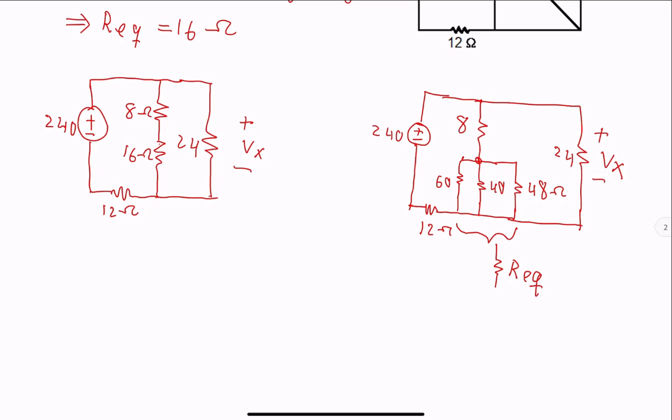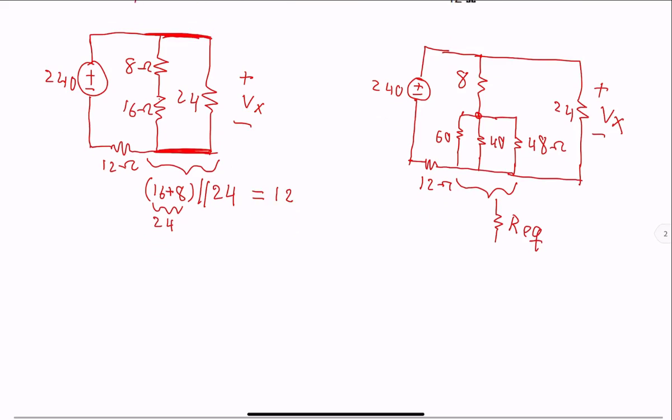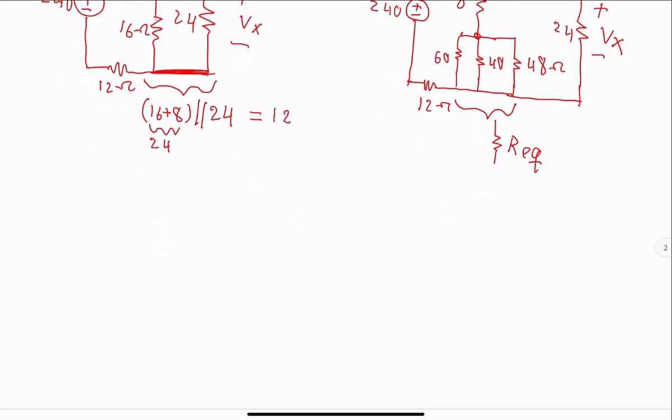Now, Vx is the voltage drop from top to the bottom of these resistors. If we combine these two in parallel, we are looking at 16 plus 8 parallel 24. This is 24 ohms parallel to another 24 ohms, and as you know, it will be 12 ohms. So simplify a little bit more.